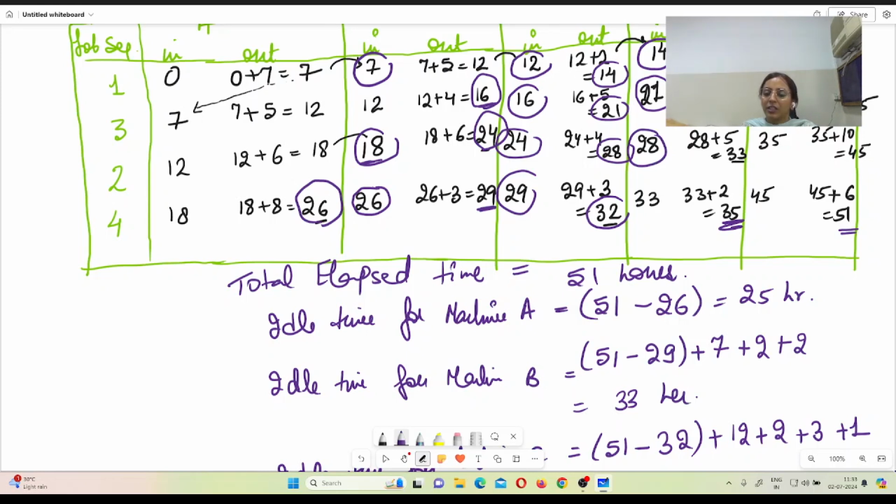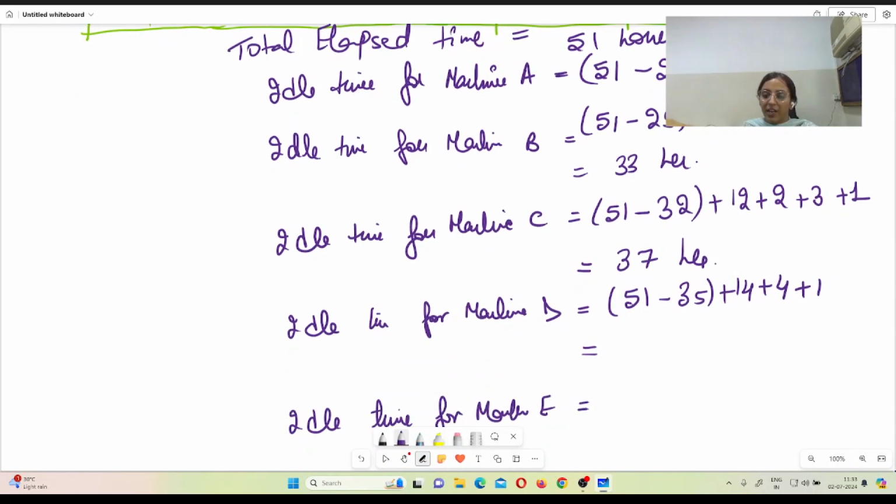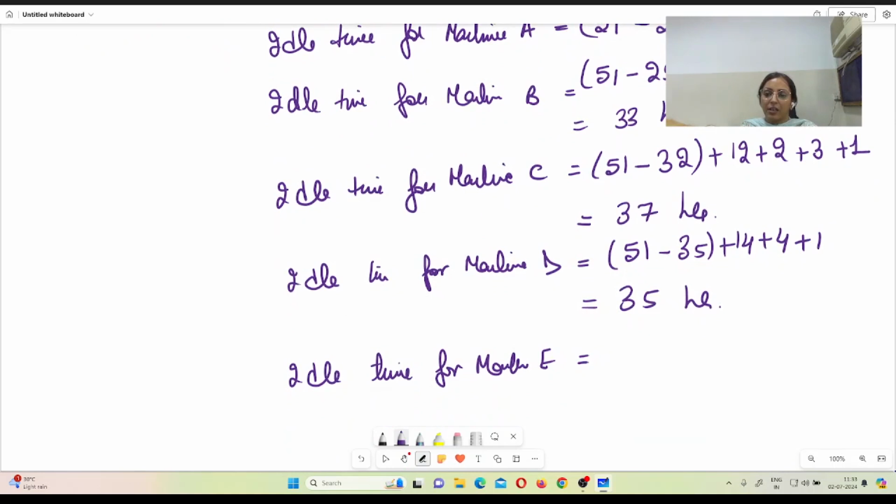And this is 33, 33. That will not be considered. So that means 4 plus 1, we have to take it. 4 plus 1 over here, right? And then when we subtract all these values, we find 35 hours. That is total 35 hours. Machine D remains idle, right?